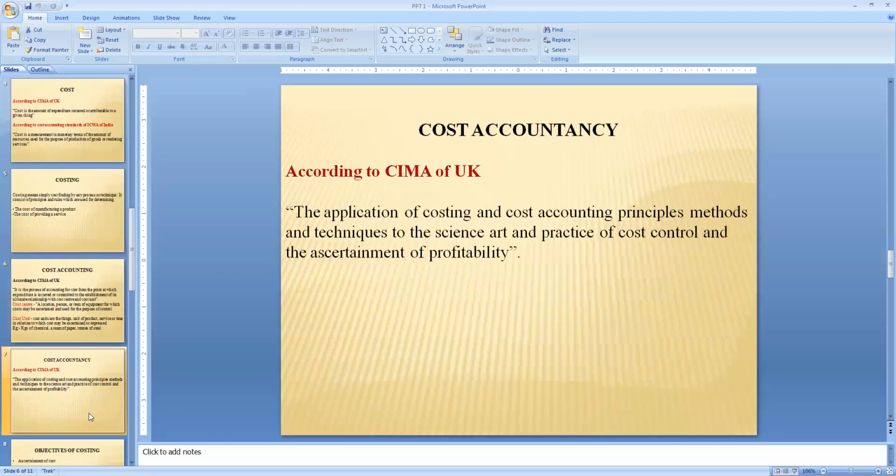The next thing is cost accountancy. What do you mean by cost accountancy? It is the application of costing and cost accounting principles, methods and techniques to the science, art and practice of cost control and ascertainment of profitability. That is called cost accountancy.